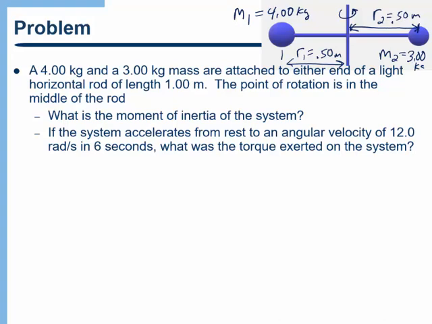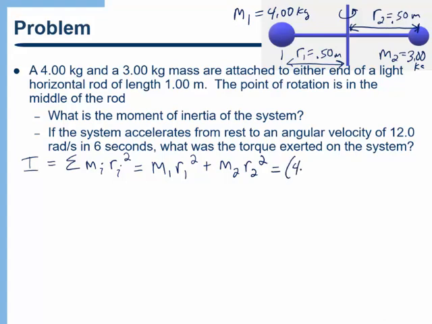Okay, let's go through the problem together. So the first thing we want to do is find the moment of inertia. We know that moment of inertia is the sum of each individual mass times its distance from the pivot point or rotation point squared. In this case then, I've got two objects, m1 r1 squared and m2 r2 squared. And so I can just go ahead and plug in the values to calculate that.